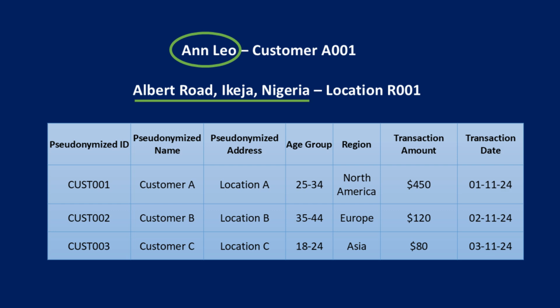Then the third one, we have the pseudonymized address. So the research company can use this data to carry out analysis and send it back to the company, and then the company uses the unique code to de-identify this data.